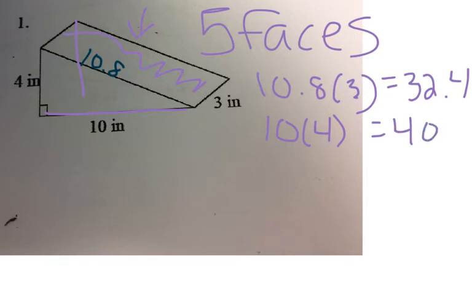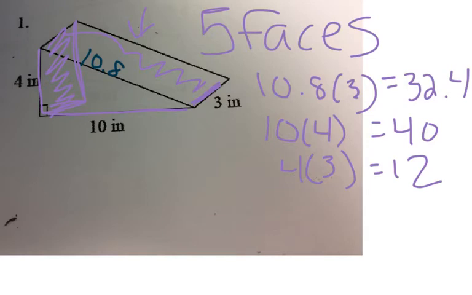Okay, and then we have this rectangular face over here. You can imagine that one. That one's 4 by 3, gets its side length here. 4 times 3 is 12.